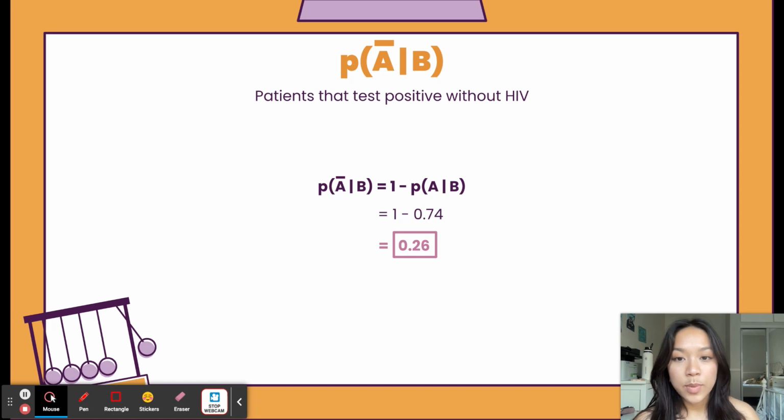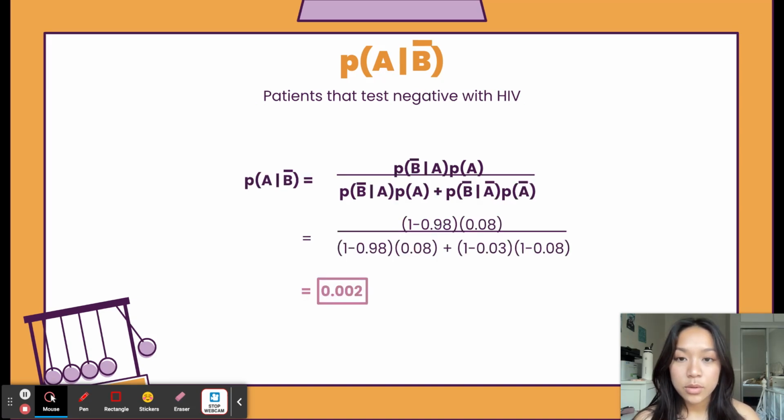Now to find patients that test positive without HIV, or A complement given B, we're just going to find that in a similar way, as it is going to be a full set. We just have to subtract our first percentage from 1, and we do get 26%.